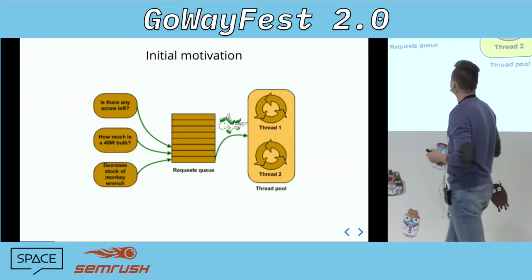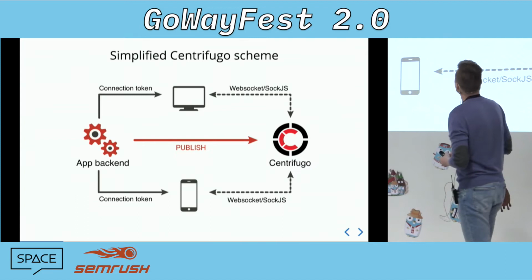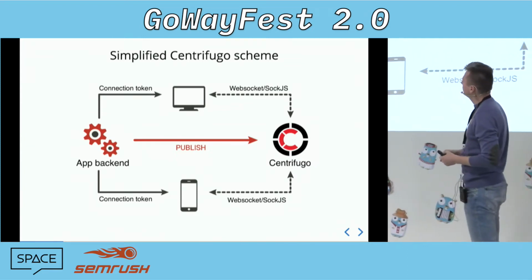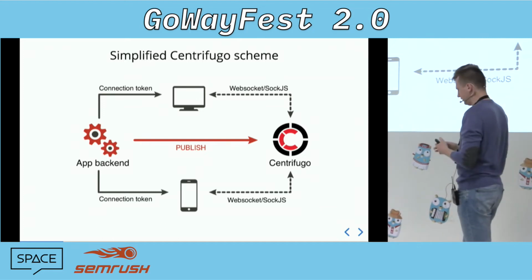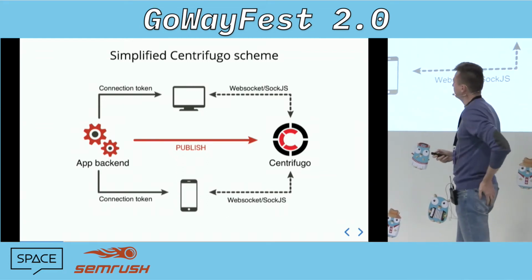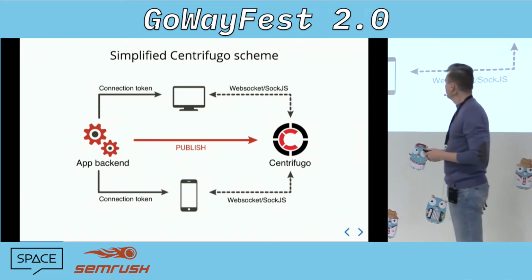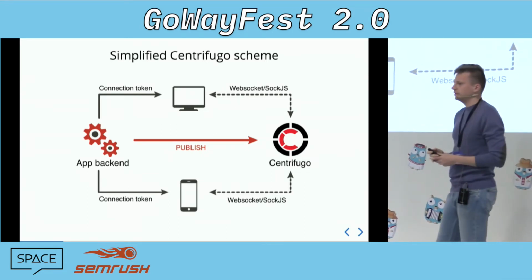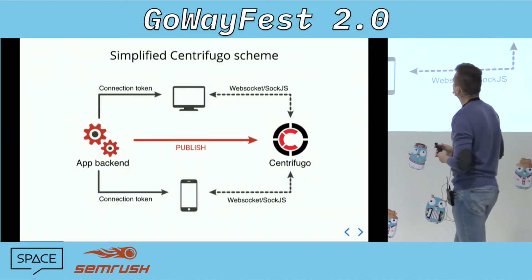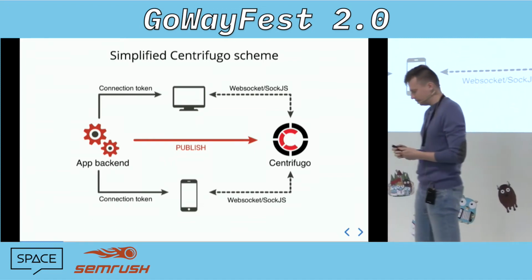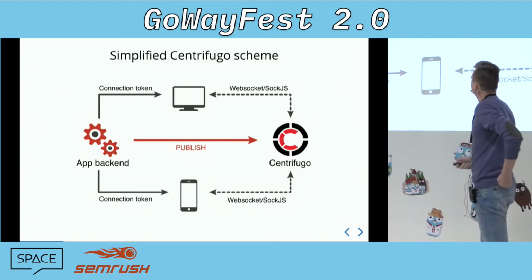We can look at a simplified scheme of Centrifuge integration. Here we can see three parts. Your application backend, Centrifuge, and your application users. Users connect to Centrifuge over WebSocket or SockJS transports. We will speak about them a bit later. And they authenticate using a connection token. In Centrifuge's case, this is a JSON web token provided to clients from application backend.